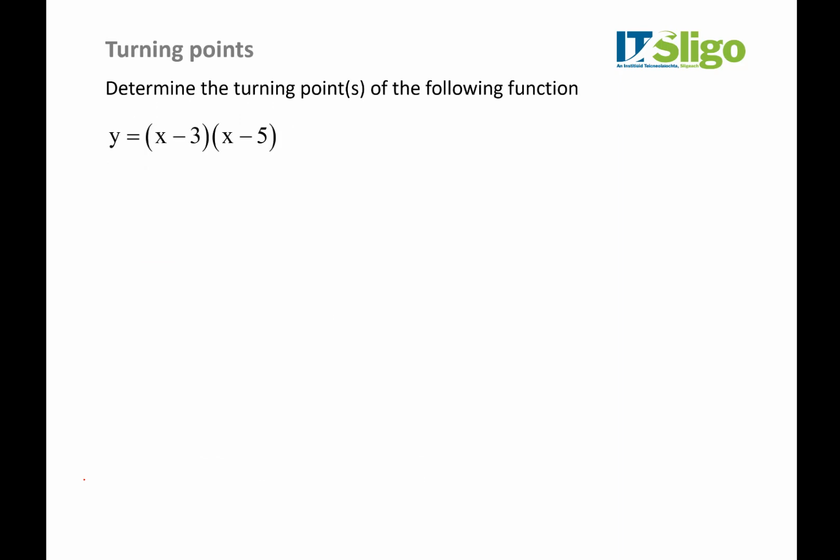Another one. This one looks a little bit trickier. Determine the turning points of the following function. Well, first thing we're going to do is multiply out the brackets using FOIL. X by x gives us x squared. Outer, x by minus 5 is minus 5x. Inner, minus 3x. And the last terms give us plus 15. So this will now give us x squared minus 8x plus 15. This function is a lot easier to deal with.